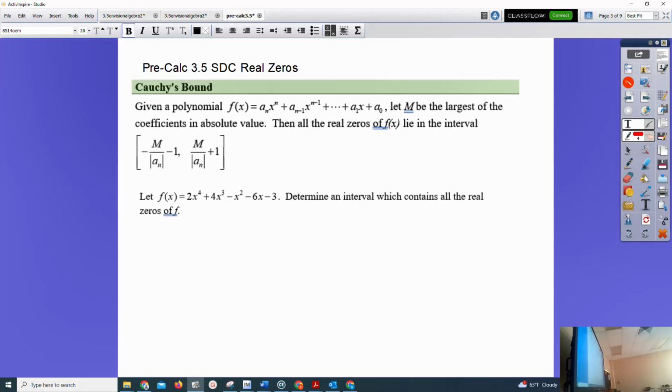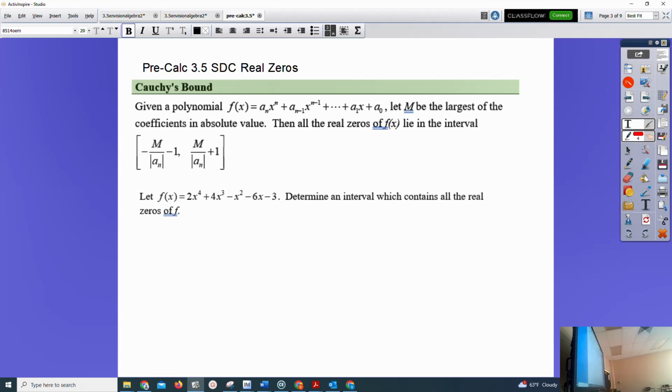I made you do this last year a little bit. Then I showed you how to use Cauchy's bound and do it. Cauchy's bound takes a polynomial and reduces the x values you have to look at. Maybe you remember writing out all the list of zeros that you could be. Cauchy's bound takes that and limits it a little bit for you.